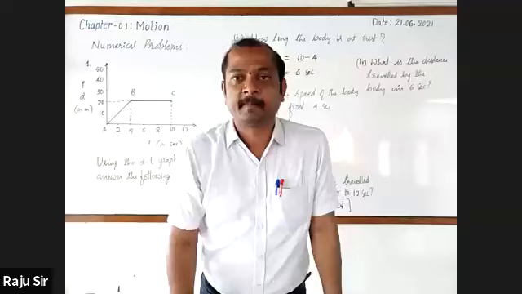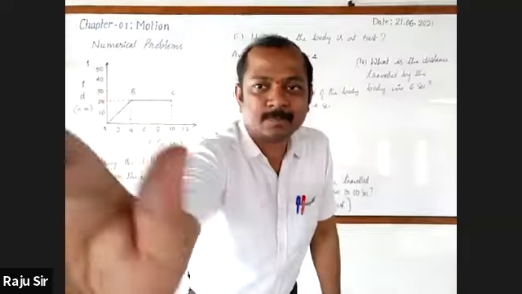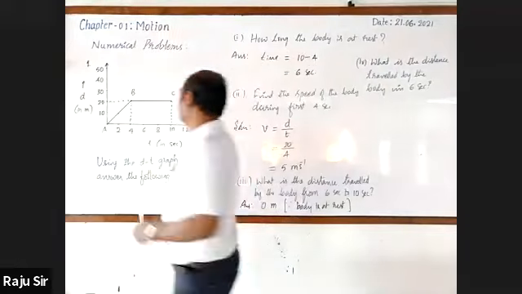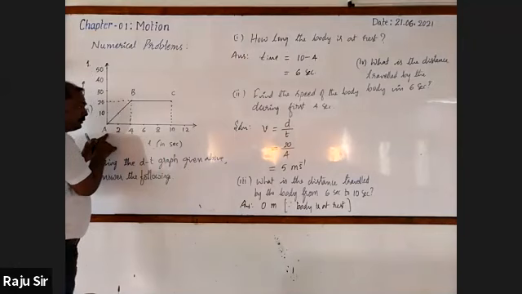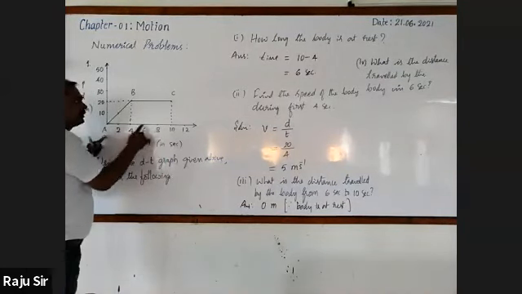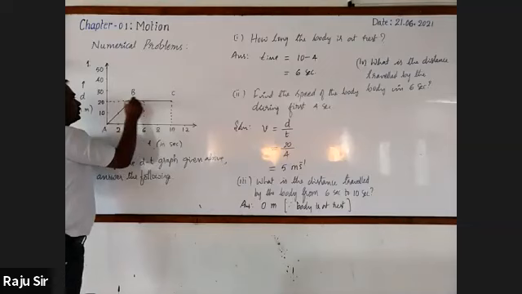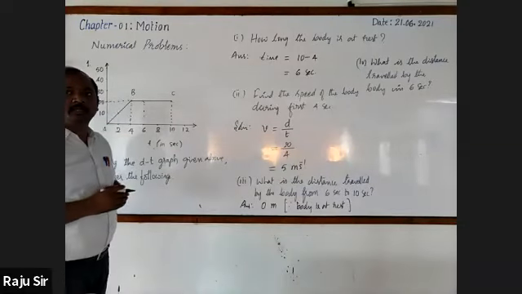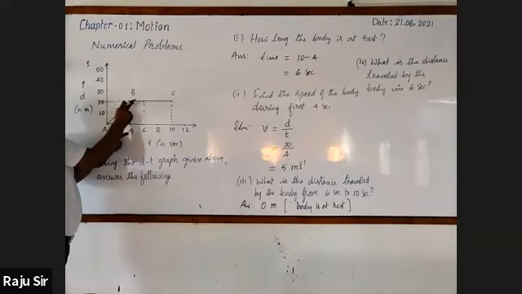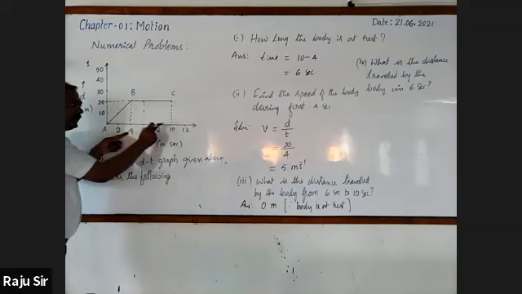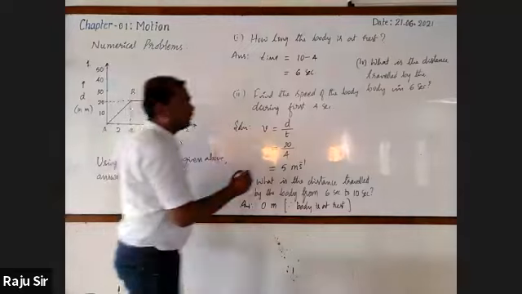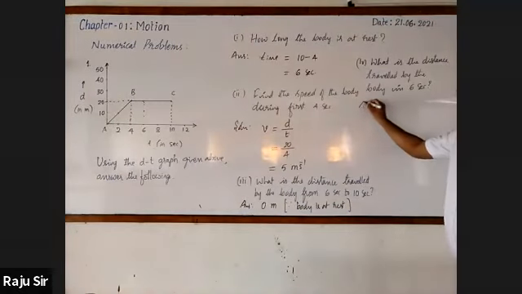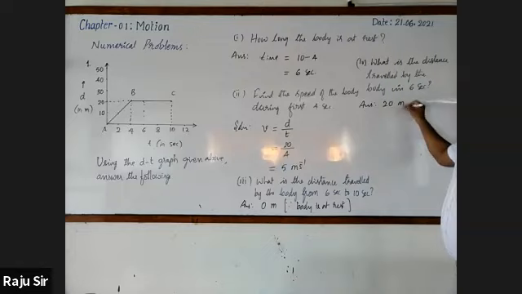Sir, the answer is 30 meters, sir. Observe. In 6 seconds, that means from 0 to 6. Again consider forward. In 6 seconds, the total distance covered is 20 meters. Did you understand? In 4 seconds, 20 meters. In 8 seconds, 20 meters. The answer is 20 meters.